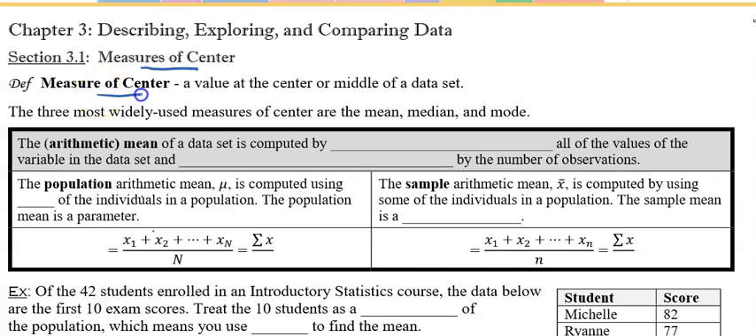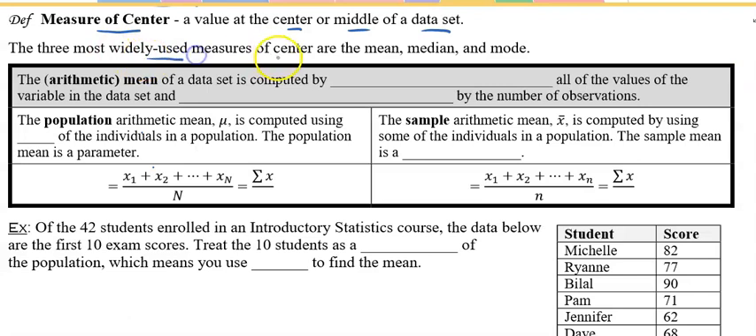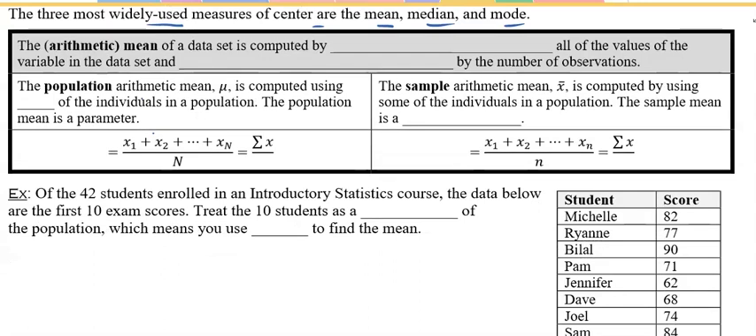Definition: a measure of center is a value at the center or middle of the data set. And we have 3 of those that we focus on. The 3 most widely used measures of center are the mean, median, and mode. We're going to get those out of the way.